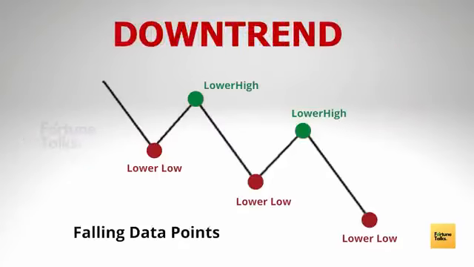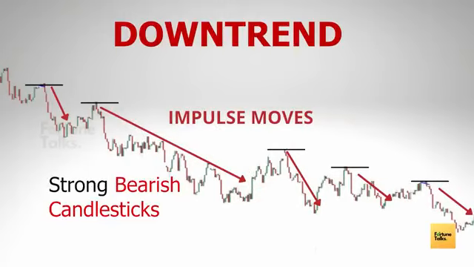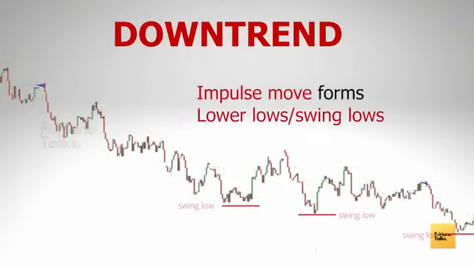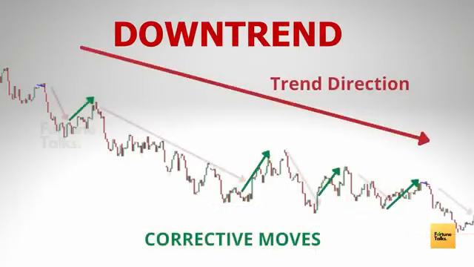Coming to downtrends, by definition these are marked by falling data points such as lower swing lows and lower swing highs. In a downtrend, the price moves down in such a way that the swings also move down, making a recognizable pattern. During a downtrend, the impulse move is strong in the downward direction with a series of strong bearish candlesticks which form a lower price than the previously formed low. The impulse move is followed by corrective moves in the direction opposite to the prevailing bearish trend.